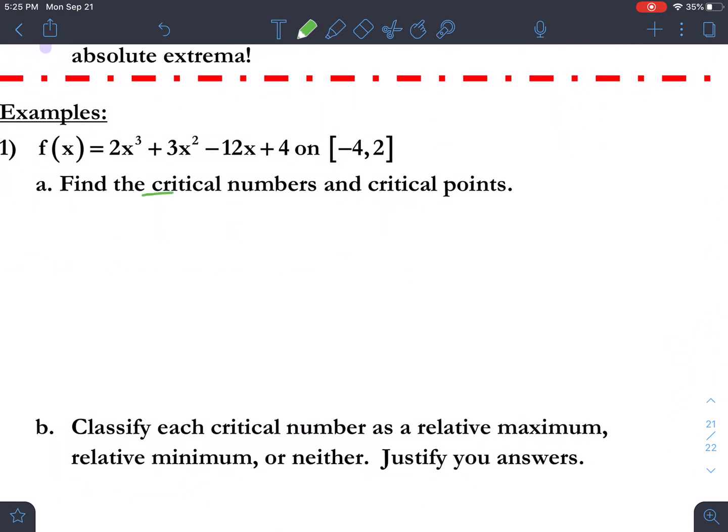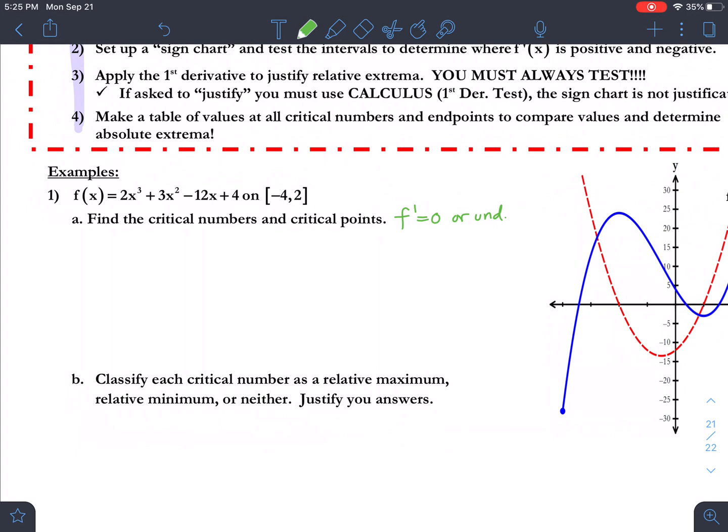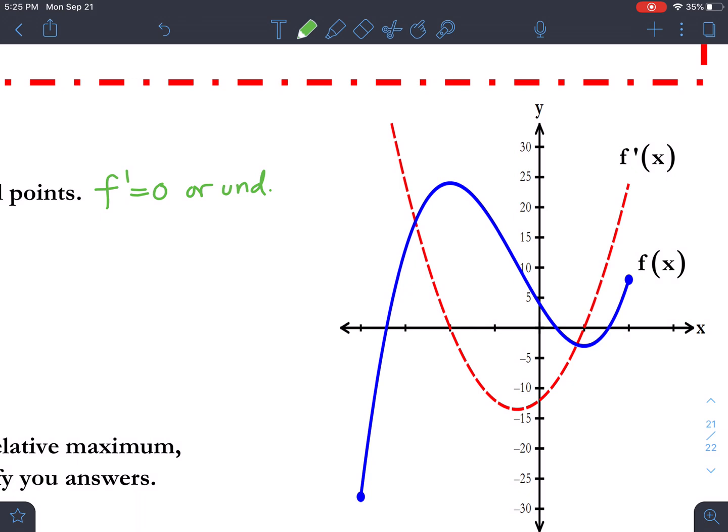So finding critical numbers, remember critical numbers are where f prime is equal to 0 or it's undefined. And if we look at our graph, we can already kind of predict what these are going to be. Again, we're not going to typically have the graph, but we can just look at it visually for right now. So here's f of x in blue. When is f prime equal to 0? That would be those horizontal tangents. And we notice that matches up, as we expected, with our x-intercepts for f prime. So this is where f prime is equal to 0 at those points there.